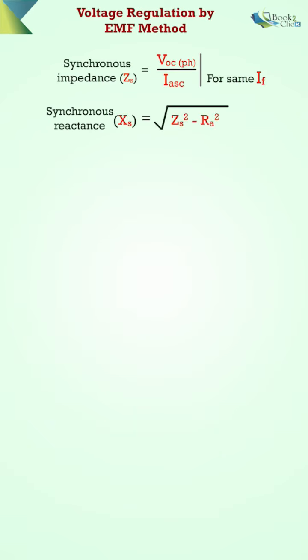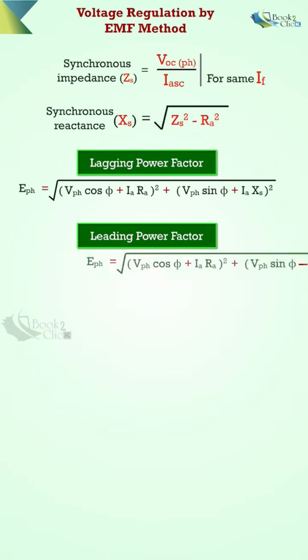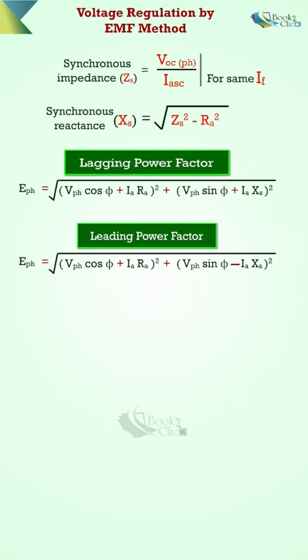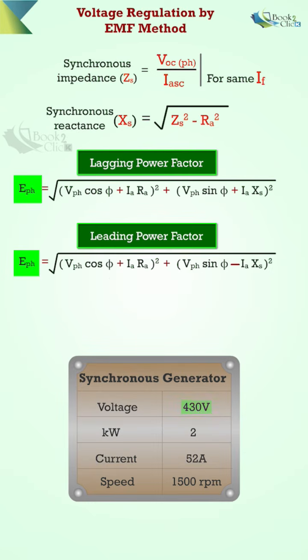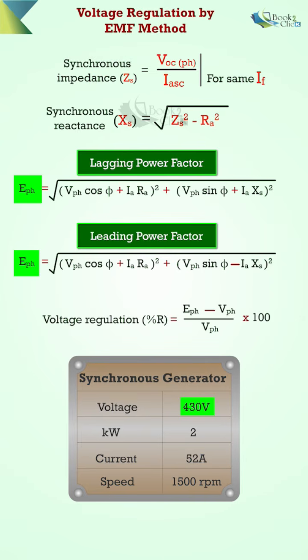The formulas to calculate the EPH at different power factor loads are shown on the screen. Substitute the known values of each parameter in the formula to get the respective values of EPH. Now, substitute the values of EPH and rated terminal voltage VPH in this formula to determine the voltage regulation of this alternator at any load or power factor condition.